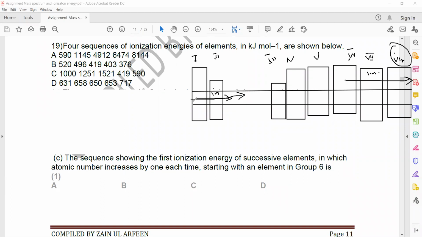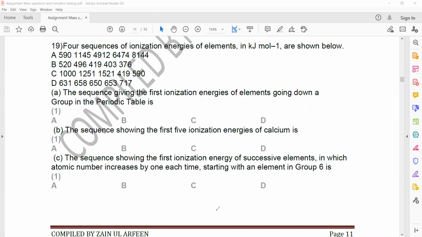The ionization energy should decrease, and then it will increase. So for the first three elements, 1000, 1200, 1500, it increases. So this is group 6, 7, 8, and then this is group 1 and 2. So that's why for this one, C is the correct answer. Is it clear? Any doubt in this?